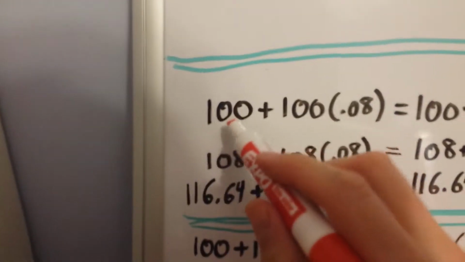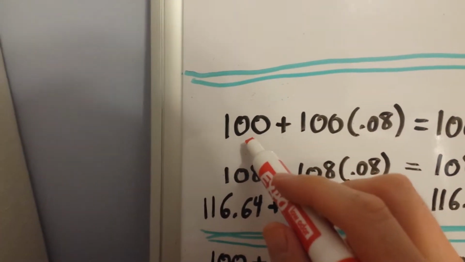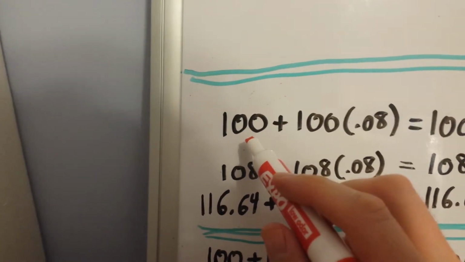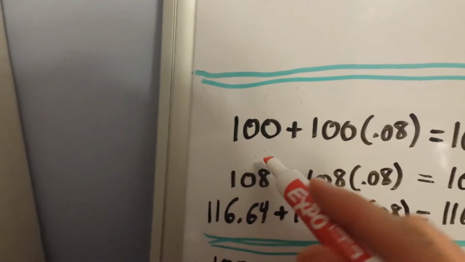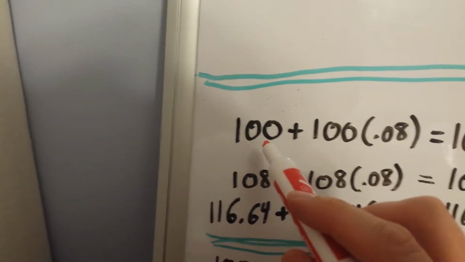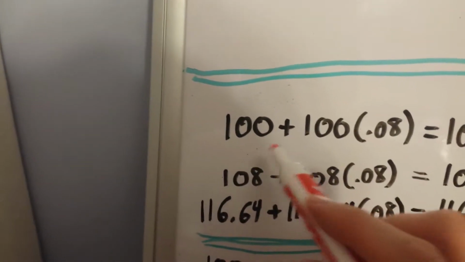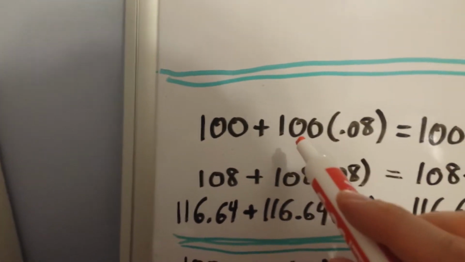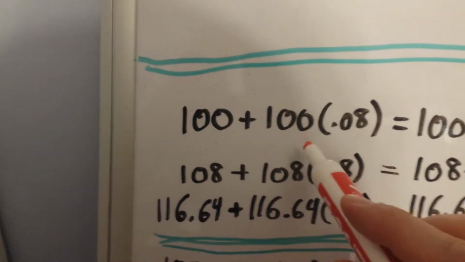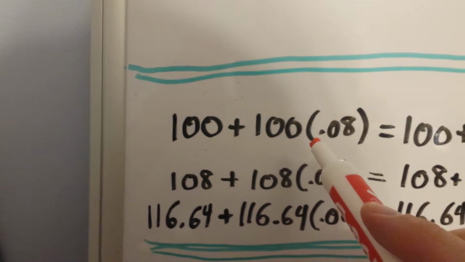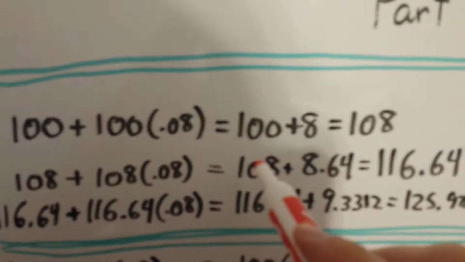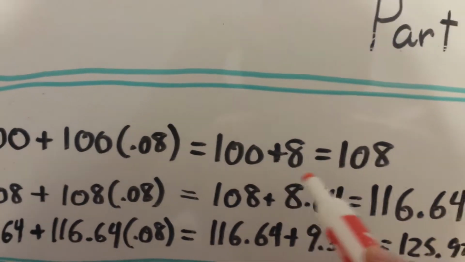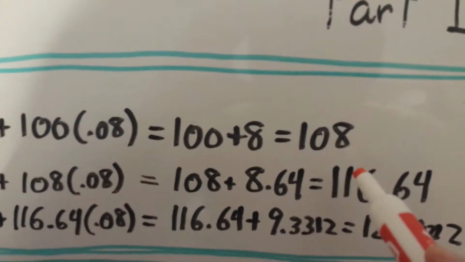As an example, if you get $100 and you invest that in a bank that's going to give you 8% of that annually as interest, then what you're going to get at the end of the first year is 100 plus 8% of 100, which is 100 times 0.08. And this is the same as 100 plus 8. So at the end of the year, you're going to get $108.